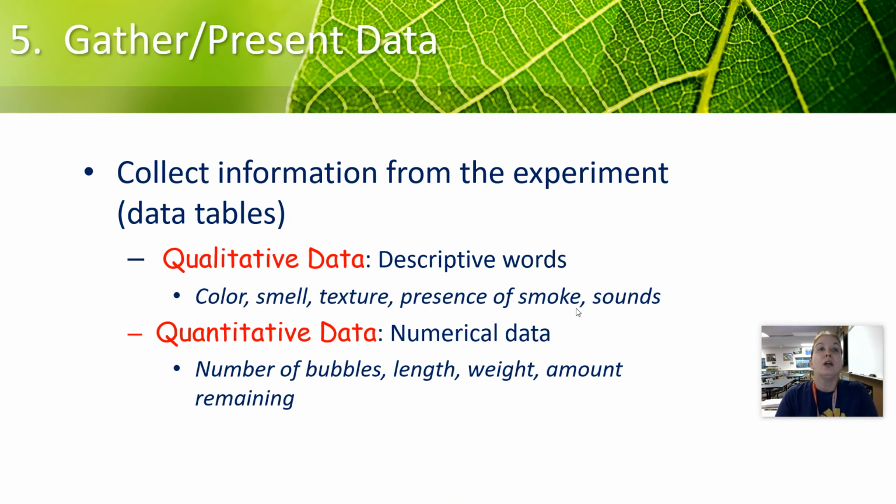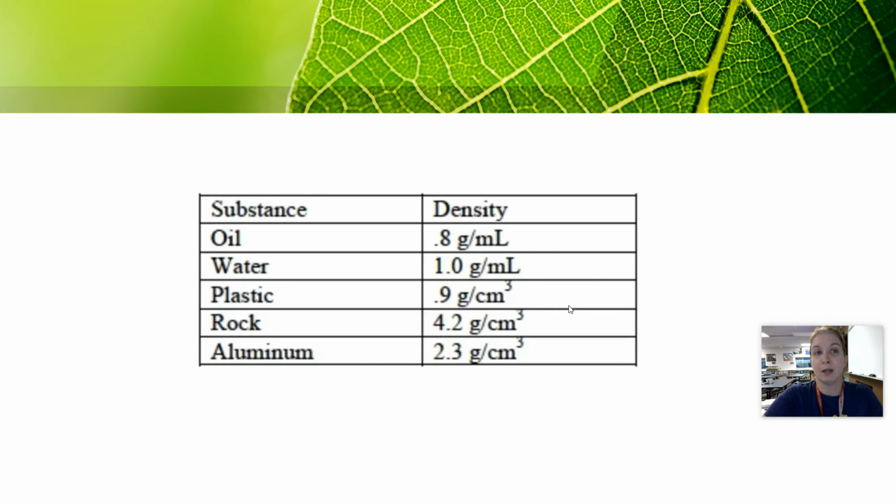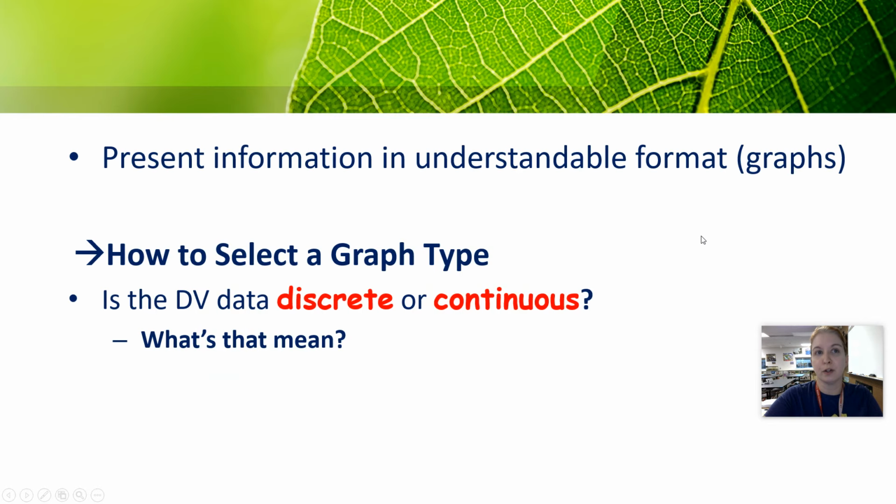Then you're going to gather and present your data, usually in a data table. Qualitative data is descriptives, qualities, color, smell, texture, sounds, any of those things. Quantitative data is numbers. So how many of something, the length of something, the weight of something, how much is left, any of those things. So sometimes you have words, sometimes you have numbers, sometimes you have both. But then you would put that into some type of a data table. This is what a data table looks like, in case you weren't sure. You want to make sure you're presenting your information in an understandable format.